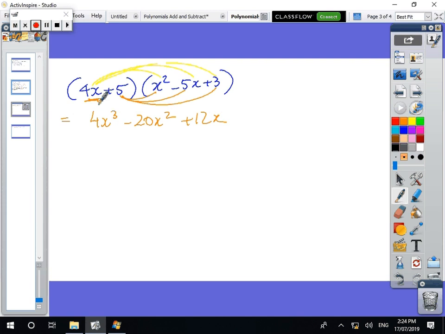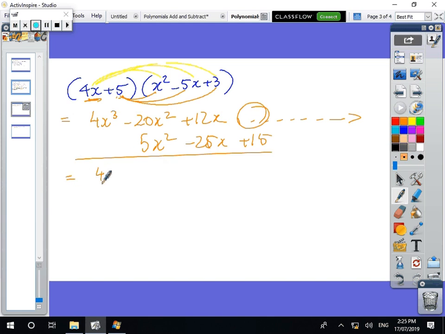Now we'll do the 5 term. So 5 times x squared is 5x squared. Rather than putting the 5x squared here, I'm going to put it underneath. 5 times minus 5 is minus 25x. So rather than going across and going longer and longer, we're going to line them up vertically. 5 times 3 is 15. And then once you've got that, you add them. So you get 4x cubed minus 15x squared minus 13x plus 15. You will find it easier to do vertical arrangements rather than going long ways. Okay, copy that and come across.